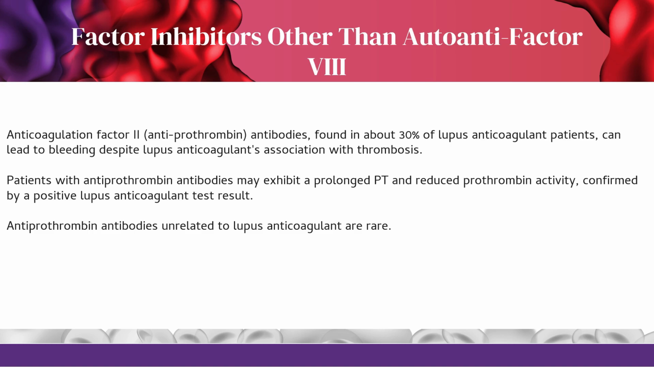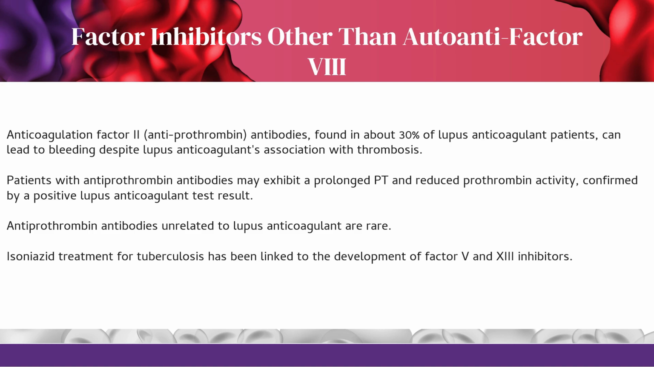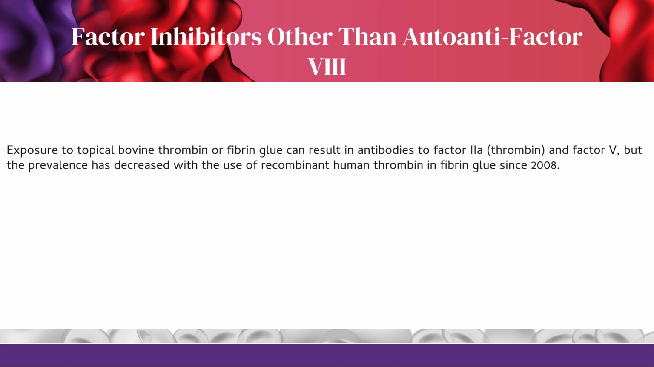But our tale doesn't end there. Isoniazid treatment for tuberculosis has been linked to the development of factor 5 and 13 inhibitors. And remember the days of topical bovine thrombin? Exposure to it or fibrin glue could lead to antibodies to factor 2, thrombin, and factor 5. Thankfully, the prevalence has decreased with the shift to recombinant human thrombin.